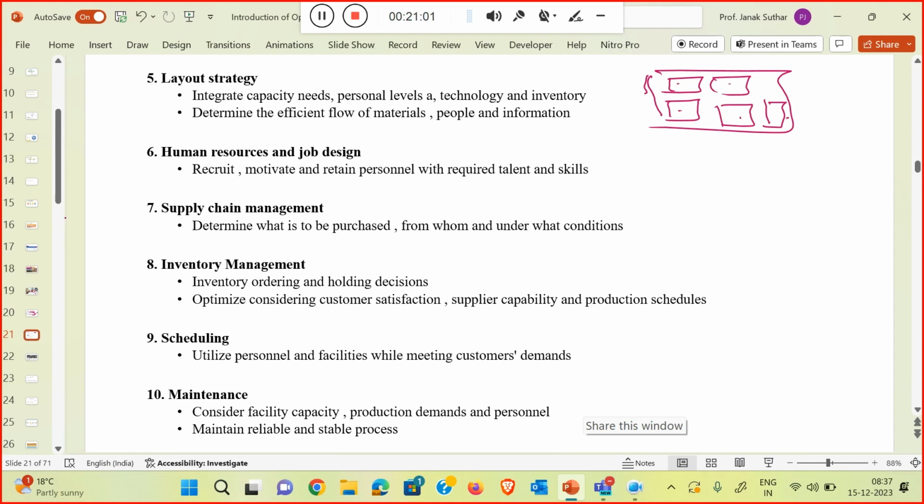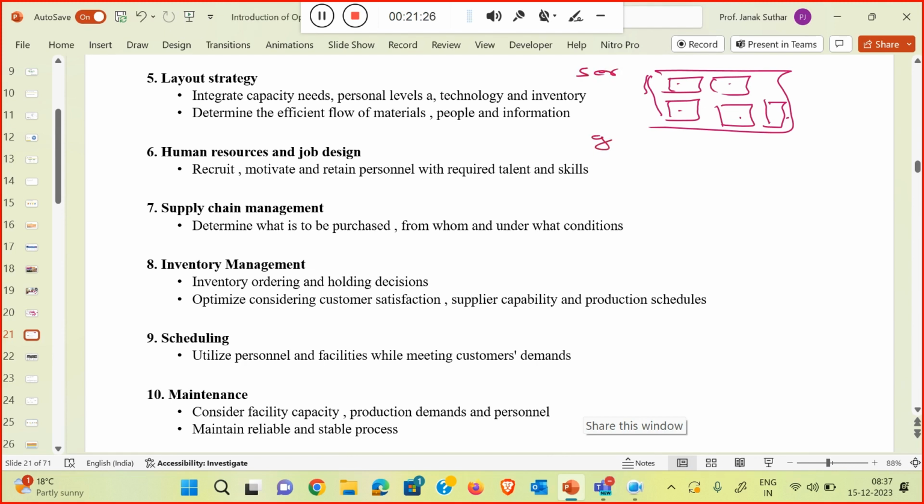Why? Because they want to reduce the unnecessary movement of people. If someone wants to buy some electrical item only, then definitely it will save time, and it will not create that much rush and crowd inside the organization if you properly do the layout design. So this is about the service industry.